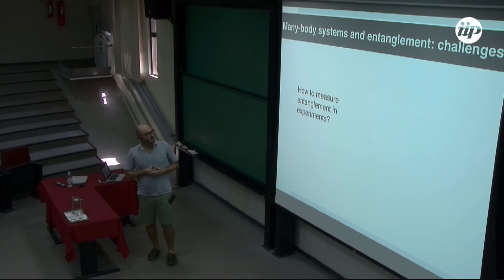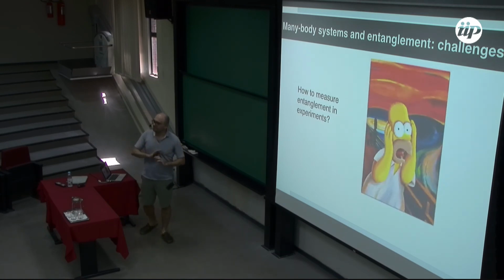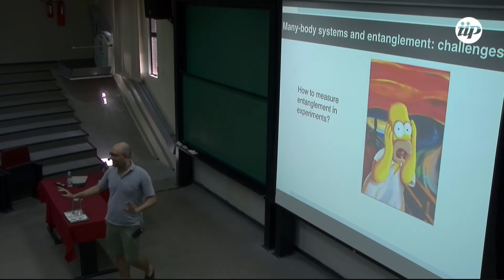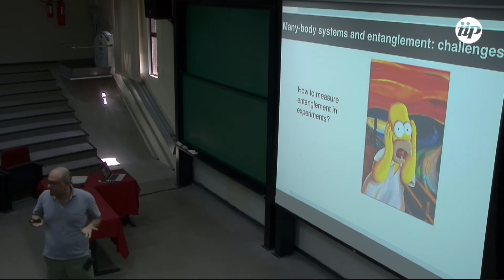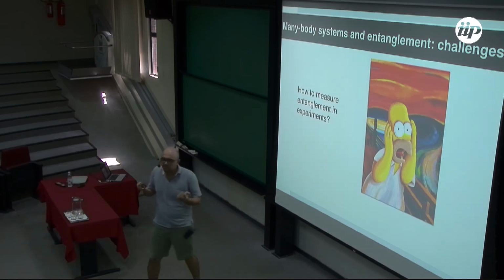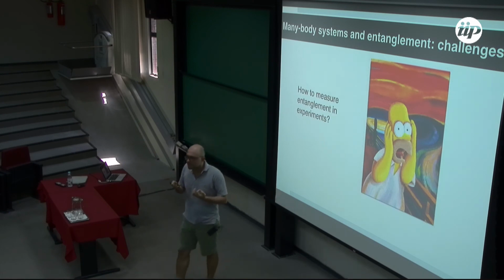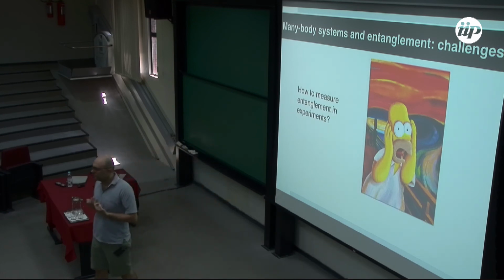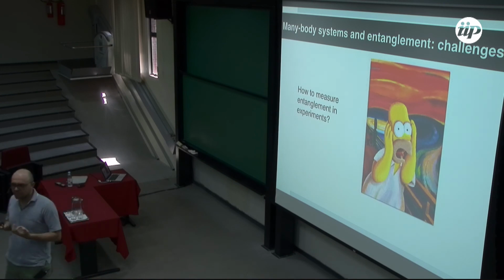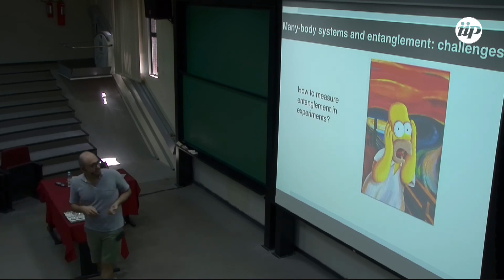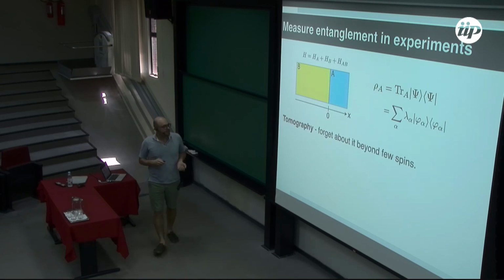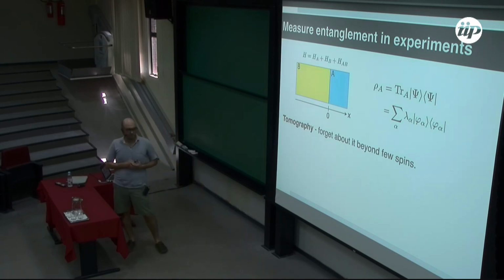Okay? Now, how to measure entanglement in experiments? I've given you a very quick overview before. Typically the reaction of an experimenter when I say that is, what the hell are you saying? Okay, stop. Well, indeed, it is something which is fundamentally complicated. It's not something that we can immediately relate to the things that we are used to measuring, like correlation functions or spectral properties. Okay? So that's justified. I was mentioning tomography. You essentially forget about it in many-body systems. Beyond a few spins, it's essentially impossible to do that.